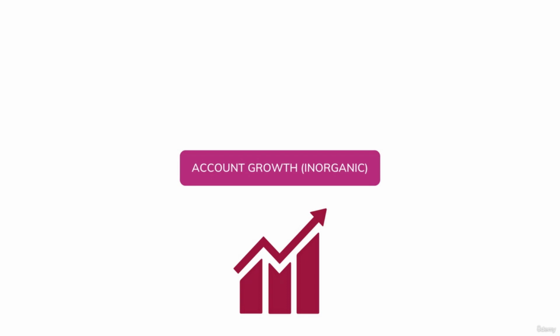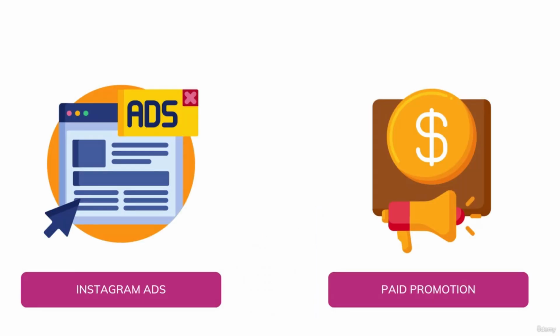So as you can see on the screen, in the inorganic section, we'll be taking a look at two different types of inorganic growth. The first one is using Instagram advertisements. There are inbuilt Instagram ads that we can run. And secondly, you can use paid promotions. We'll be taking a deeper look at these two things in the inorganic section of this course, and I hope you're eagerly waiting to learn more about these.